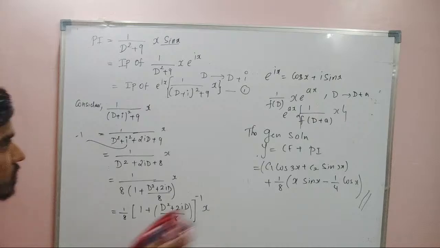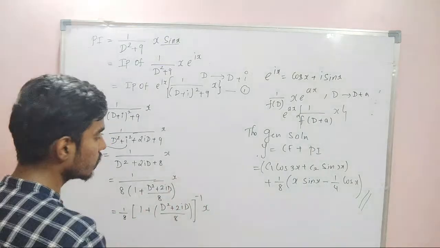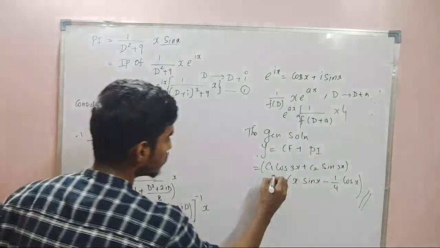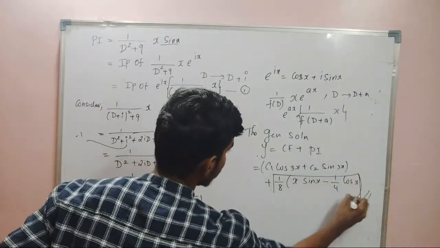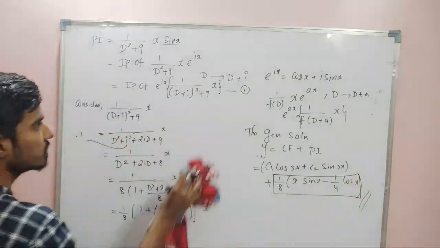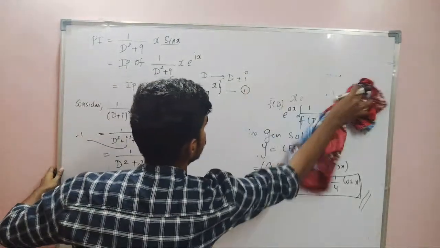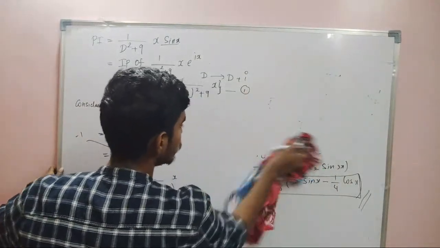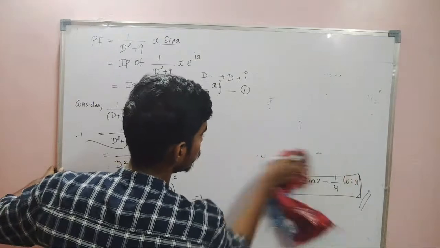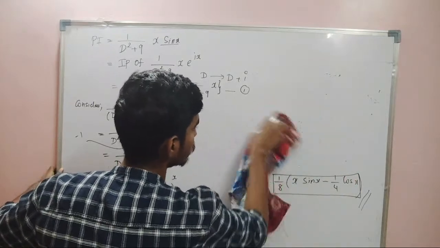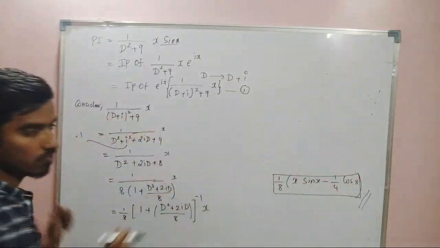So you just note down the answer. The particular integral, we need to get this as the answer, right? It is 1 by 8 x sin x minus 1 by 4 cos x. That is the answer we need to get. So I'll erase this off. This is the answer that we got using the formula, right?